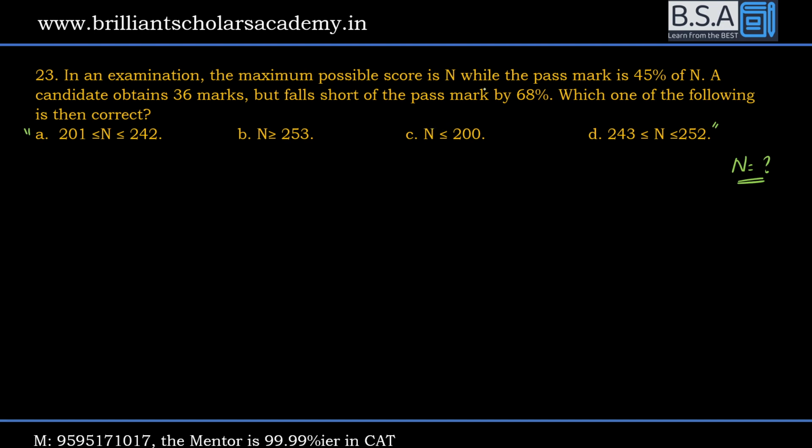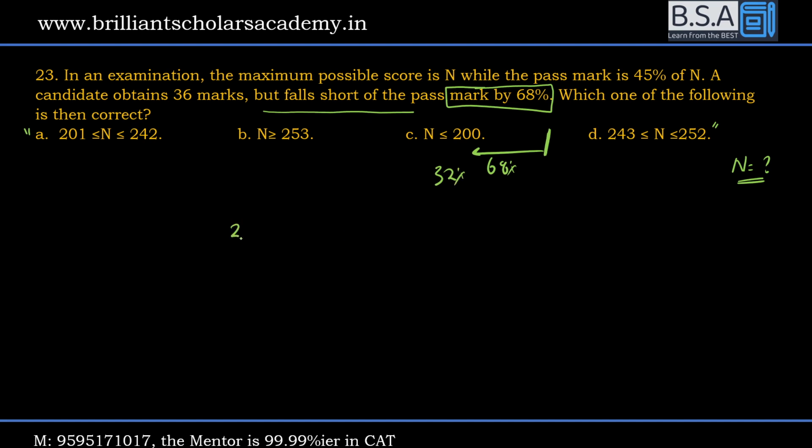When somebody is falling short, please pay attention. When somebody is falling short by 68%, what percentage has the person actually scored? If you are falling short by, let us say, 10%, that means you are behind the mark by 10%. So you have scored 90%. In this case, the person is falling short by 68%. See, this is the pass mark. He is below the pass mark by 68%. Can I say he has actually scored 32%?